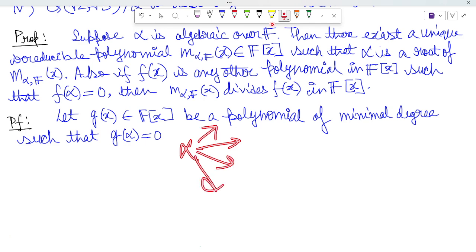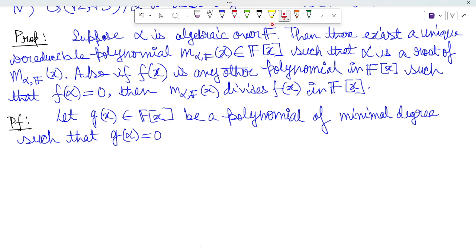So suppose there are 100 students. The 100 students each give me one equation. Then I will choose the minimum degree. Whoever gives me the minimum degree polynomial, I will choose his answer.